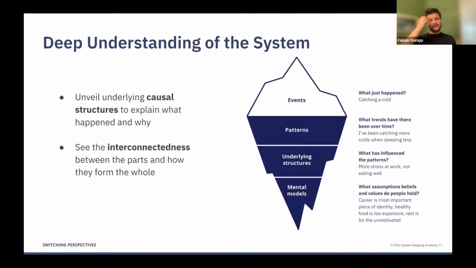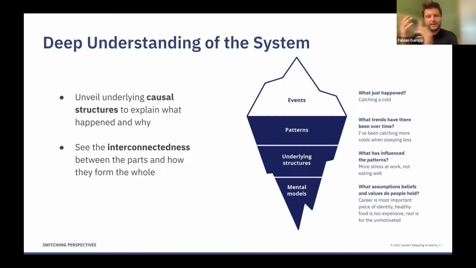So maybe you know already the term of the iceberg. It's used also in different kinds of other fields. And there's the idea that we experience events, but they have different reasons for why they are existing. And so, for example, system thinking can help us to ask why and get deeper towards mental models, for example.